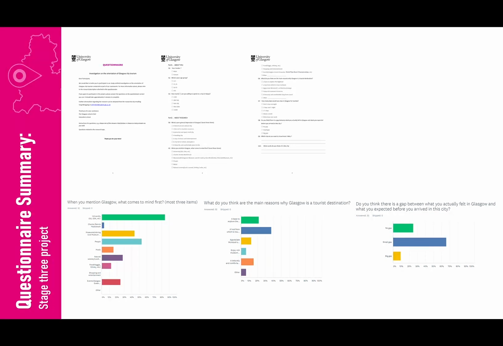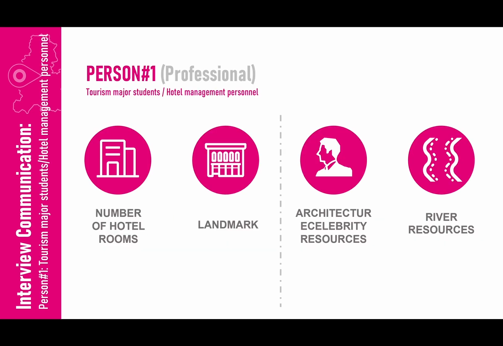According to the collected information, I interviewed 3 groups of people. The first person I interviewed is a student majoring in tourism, who is now working as a hotel manager. She mentioned that as a developing tourism city, especially as a large-scale sport event will be held soon, the number of existing hotel rooms near Glasgow city center is difficult to meet this demand, and at present, the city lacks representative landmarks. She mentioned that according to the current development situation, the city did not make good use of the cultural resource of Mackintosh and the natural resource of the River Clyde.